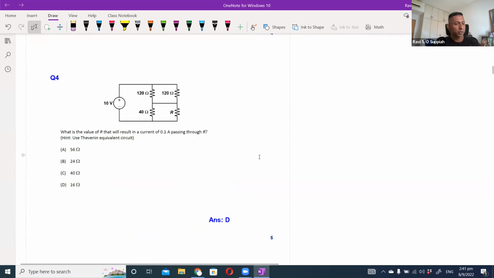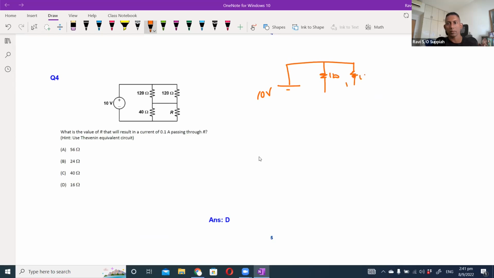Okay, so let's move on to question 4. So in question 4, basically what you have is a 10 volt source, 120, 120, and R.